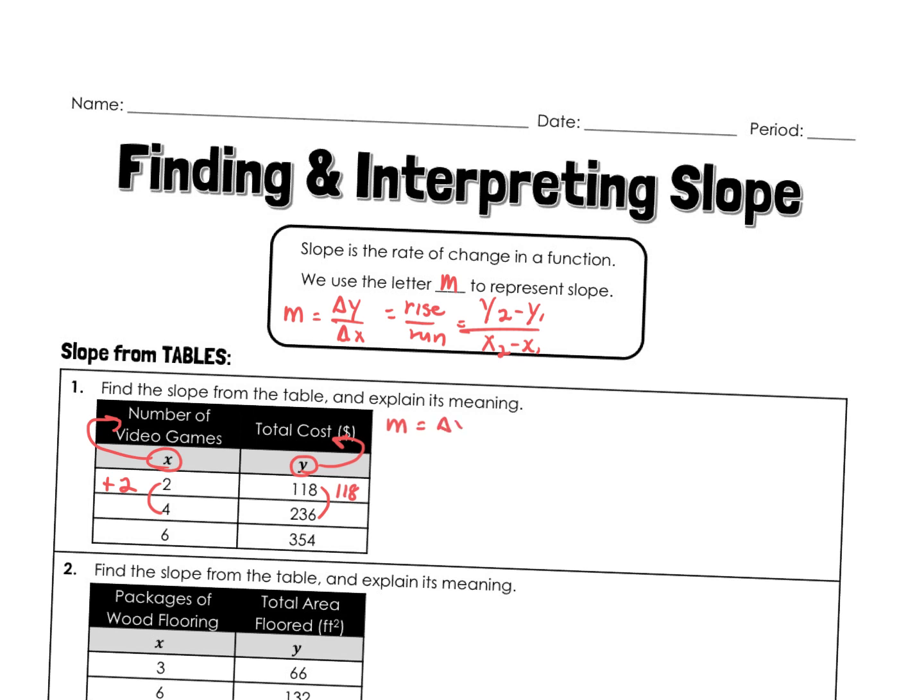M equals the change in y over the change in x equals the change in cost, because that's what y represents, over the change in the number of games, because that's what x represents. That then equals 118 over 2. You must simplify, and to simplify, we're going to divide both by a common number, which is 2, and we get 59 over 1. So this is the slope.